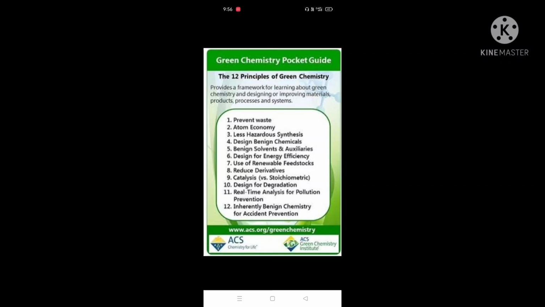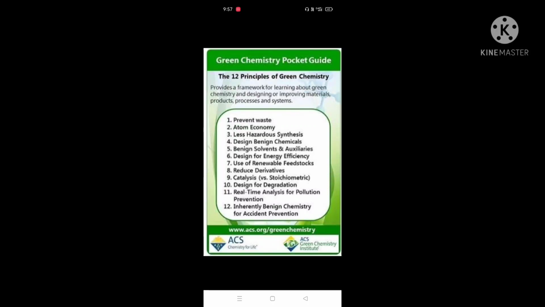Design benign chemicals. We take initial chemicals, not intermediate chemicals, to prepare the products. For example, glucose we can prepare from starch. Starch is a naturally available compound. In potatoes, so many compounds are naturally available. That's why we prepare glucose from these beginning chemicals only.